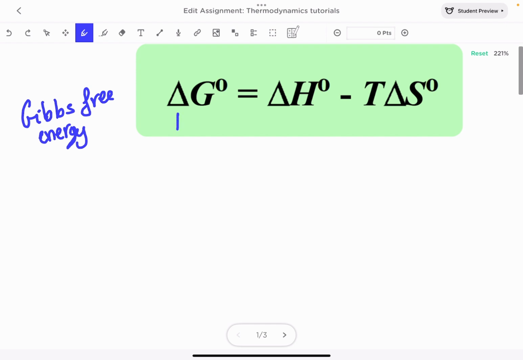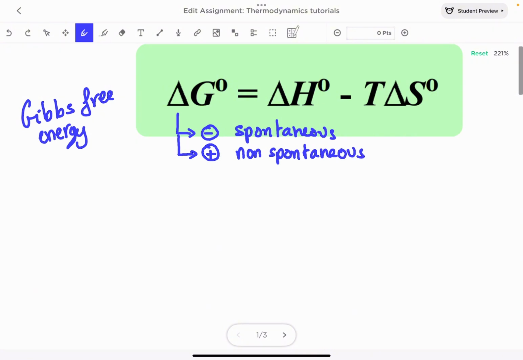So there are two basic things. If the delta G value is negative, it means that the system is spontaneous. There is energy available to do the work. What is the work? It's the reaction itself. Now, if delta G is positive, it means that the process is non-spontaneous. There is no energy available to do the work. That's why we need to input energy.